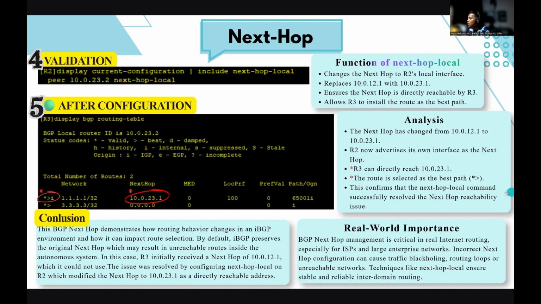It is the same in real-world importance. When a BGP network is used in real internet routing or in a large enterprise network, an incorrect configuration can cause traffic black holes, routing loops, or unreachable networks. So this technique makes sure the network is stable and reliable in inter-domain routing.